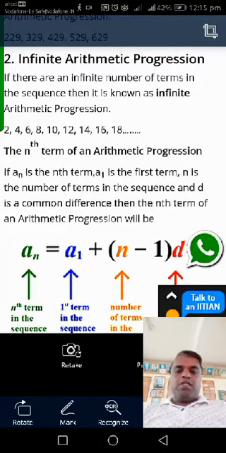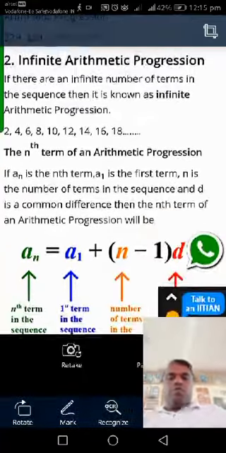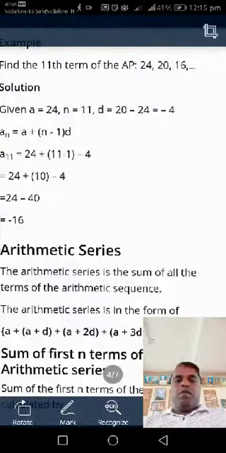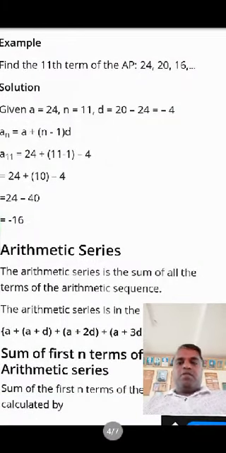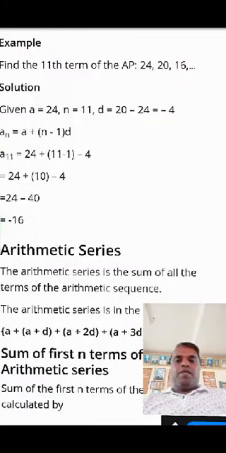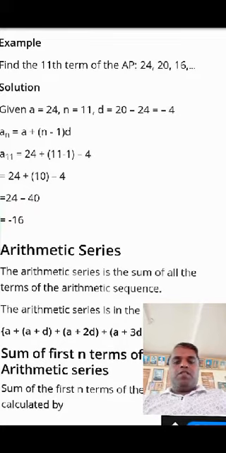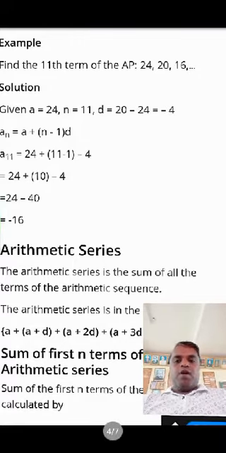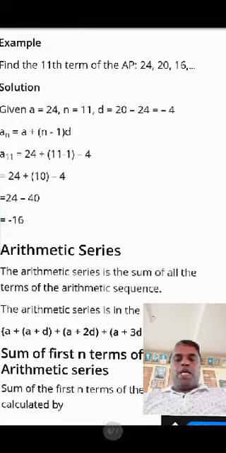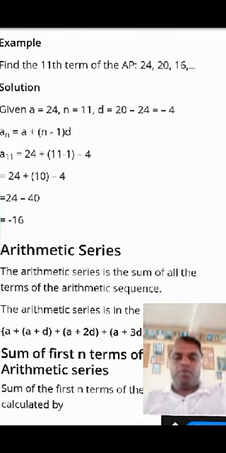Do all of you students understand? Next we move to some examples. Find the 11th term of the AP, arithmetic progression, 24, 20, 16. Here, a is the first term, that is 24. n is the 11th term. The common difference is 20 minus 24, that is minus 4. Then we apply the formula: an equals a plus n minus 1 into d.